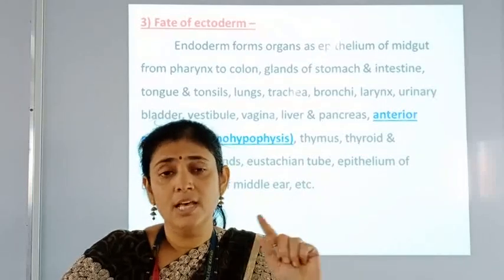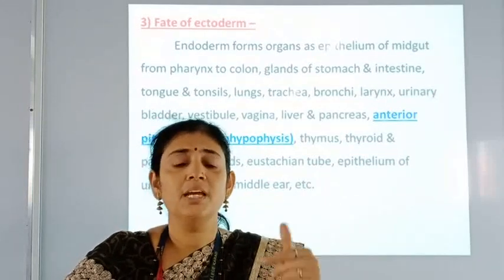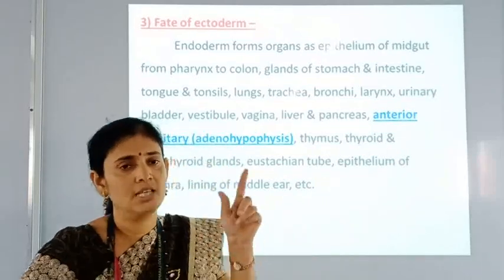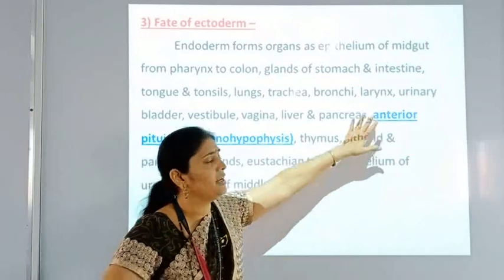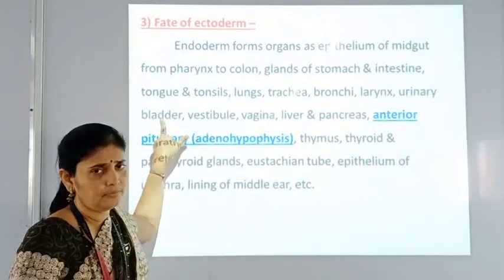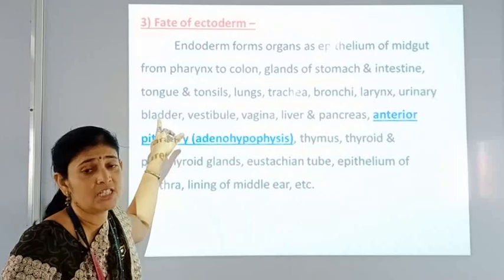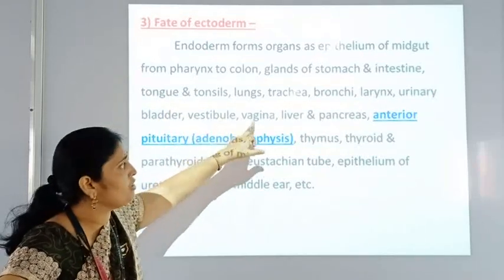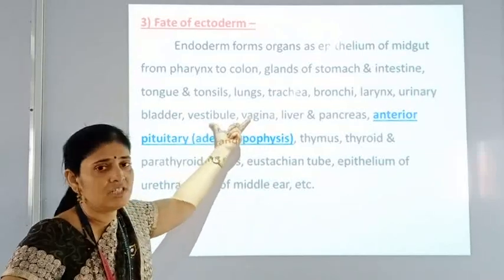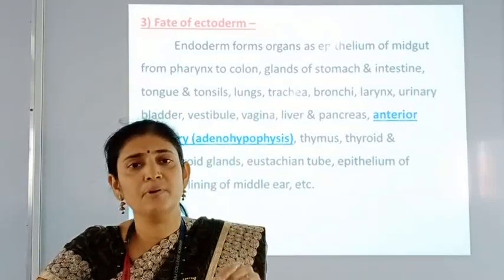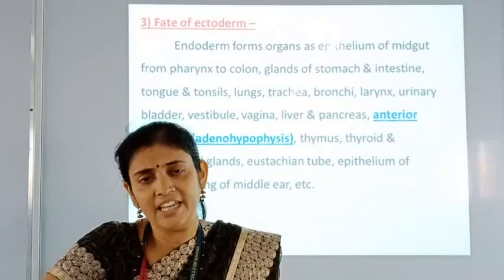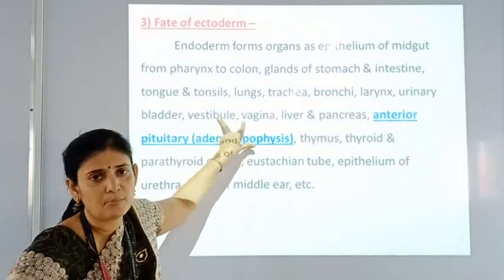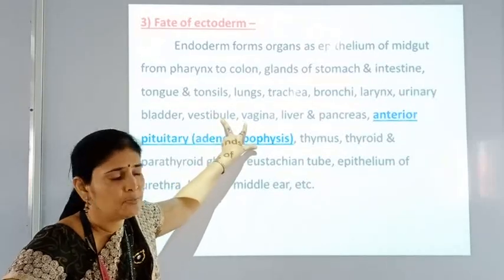As we have seen, the circulatory system is derived from the mesoderm, but the respiratory system is derived from this endoderm, that we have to remember. Then the urinary bladder, which is part of the excretory system, is derived from the endoderm. Then the vestibule and vagina, these two regions present in the female reproductive tract, internal genitalia, and this is the external genitalia. So these female reproductive system parts are derived from this mesoderm.